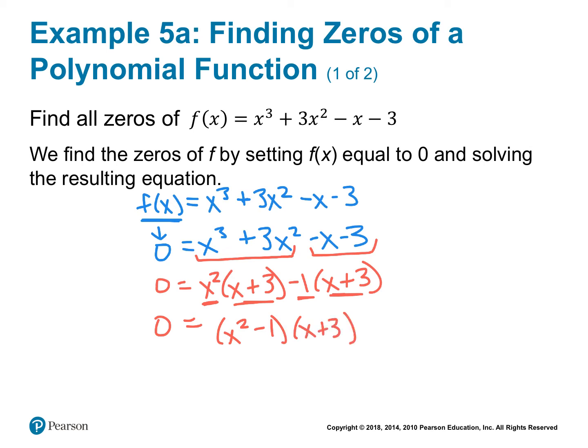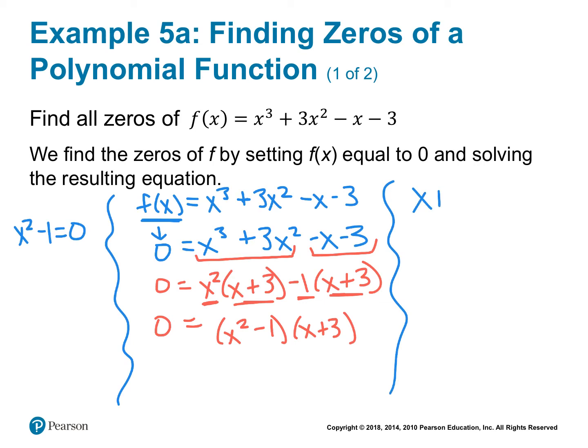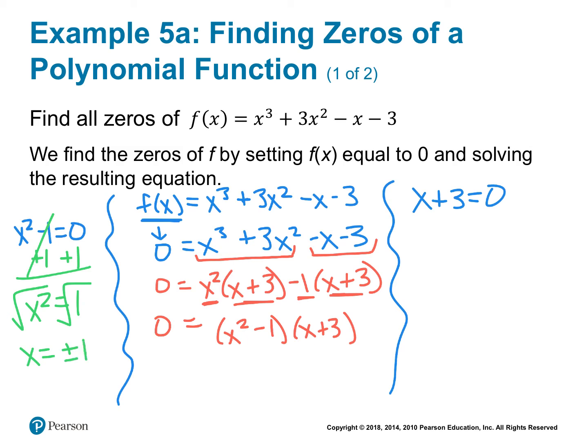Okay, and we want to know what will make this equation equal 0. So I'm going to solve x squared minus 1 equals 0 over here, and then x plus 3 equals 0. If I add 1, I get x squared equals 1. Take the square root. So x could be positive or negative 1. And for this one, if I subtract 3, I get x equals negative 3.